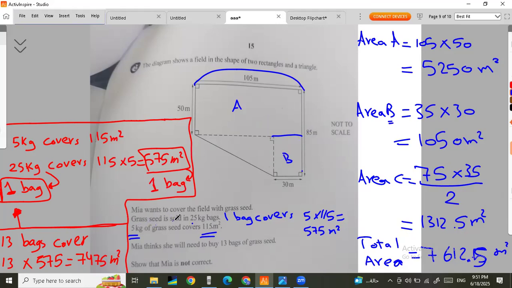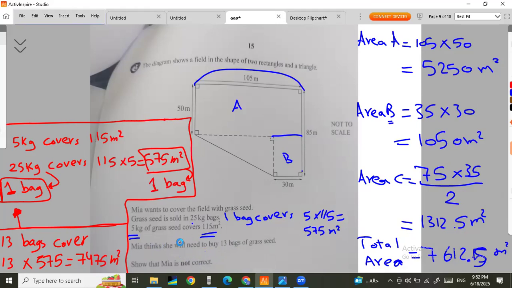The grass seed is sold in 25 kilogram bags. Meaning each bag is how many kilograms? 25 kilograms. Well, 5 kilograms of grass covers 115 meters squared. Every 5 kilograms in the bag covers 115 meters squared. Mia thinks she will need to buy 13 bags of grass seed. Show that Mia is not correct. So they're telling you that she is not correct. Show that she is not correct.